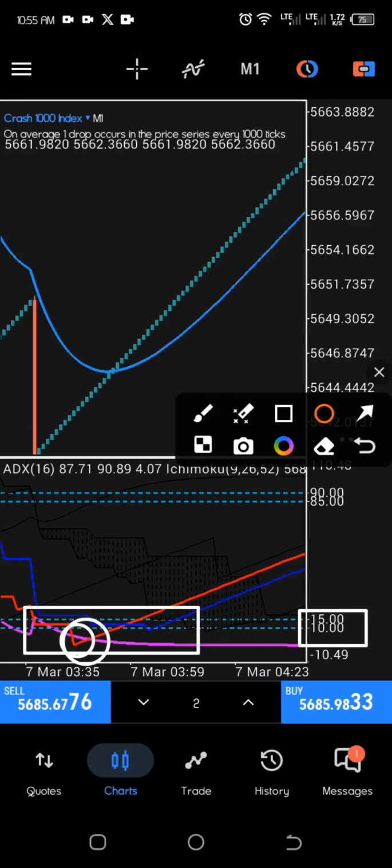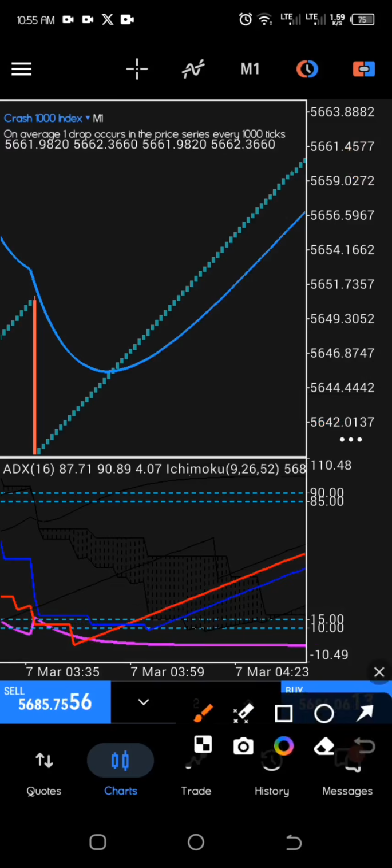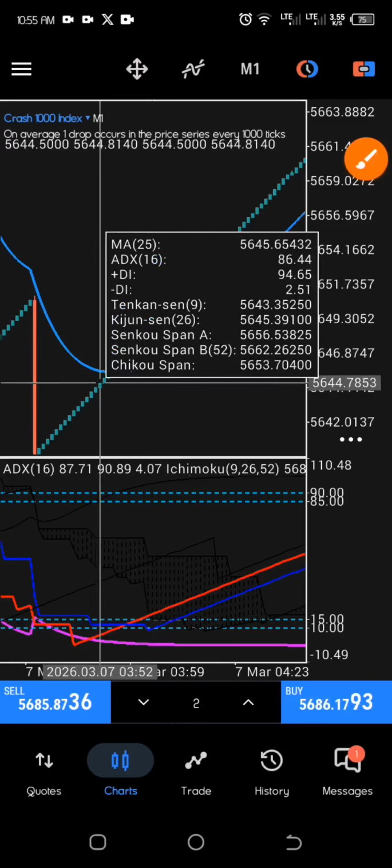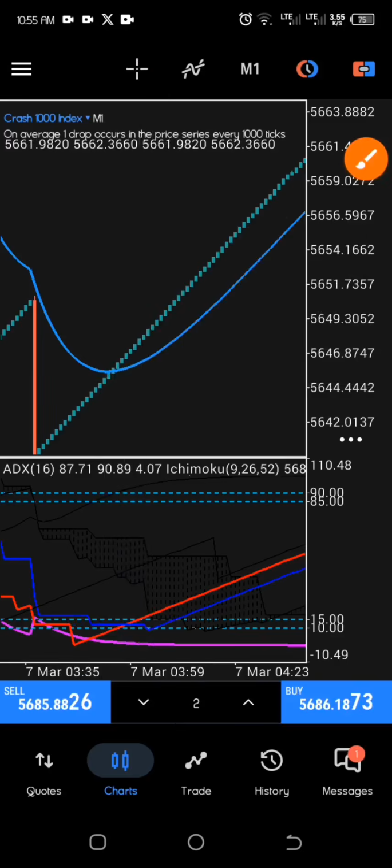It's outside the 10 levels. Now after we confirm this, the next thing we do is look for a trade on our main chart. To take a trade, we want to see that the Ichimoku lines cross each other. That is very, very important. After the cross above the ADX, we want to see them cross each other again. Then after we confirm that they cross each other, this is where we start looking for a trade with the candle.